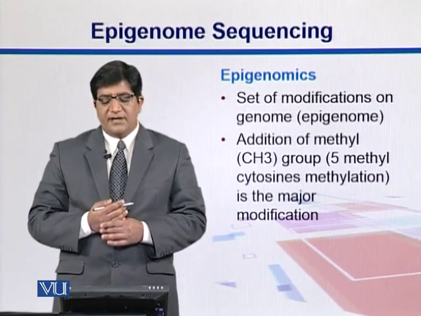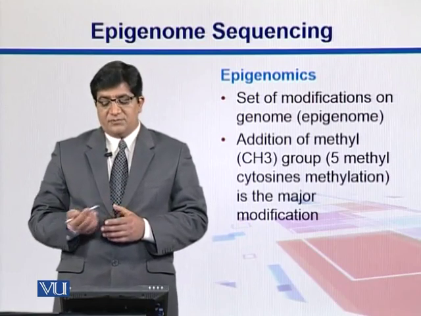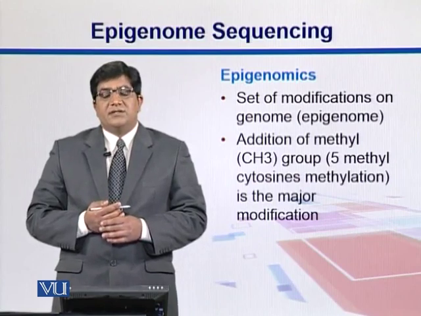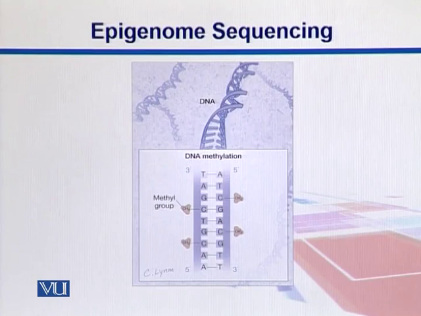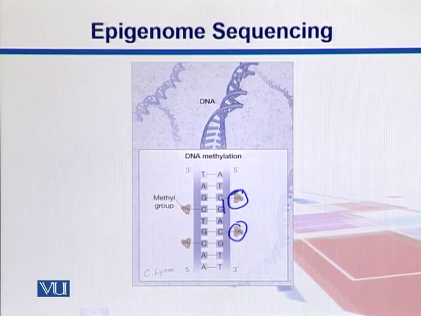So addition of methyl groups on cytosine residues is an important modification. Here we see that in the DNA, these cytosines have methyl groups attached to them. And another thing to notice here is that these C's are then followed by G's.